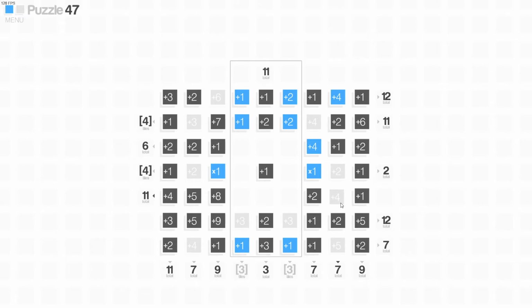And that also means this 1 has to be highlighted. And now that we've got 5 here, the total here is 6, we can only do 1 there. And remove all of those. Now since this plus 1 is here, having this 9 here will put it over the total. So we can get rid of that.